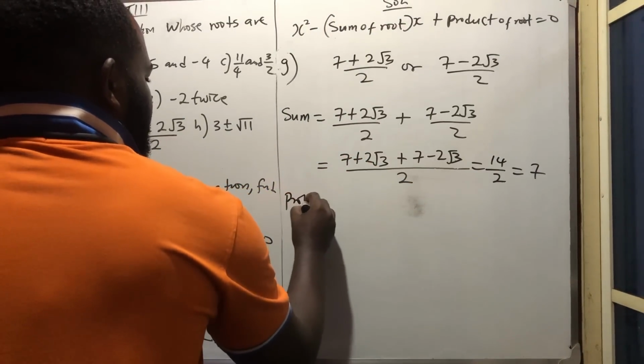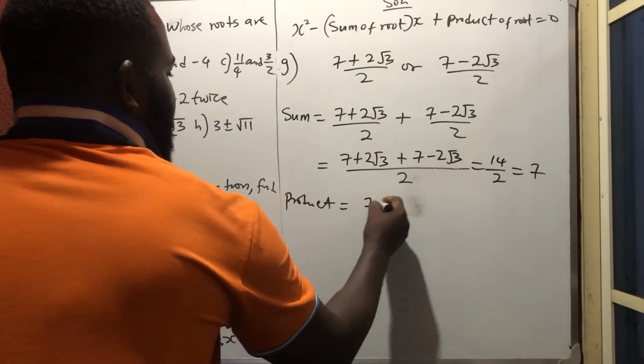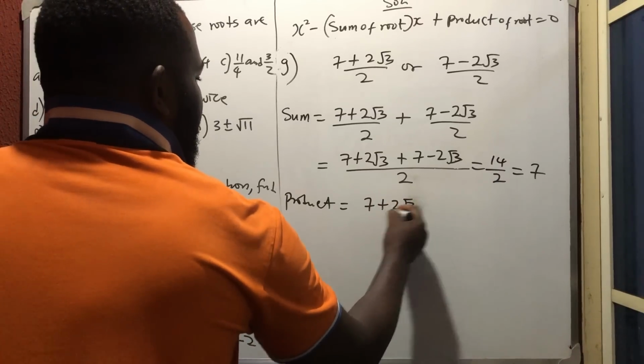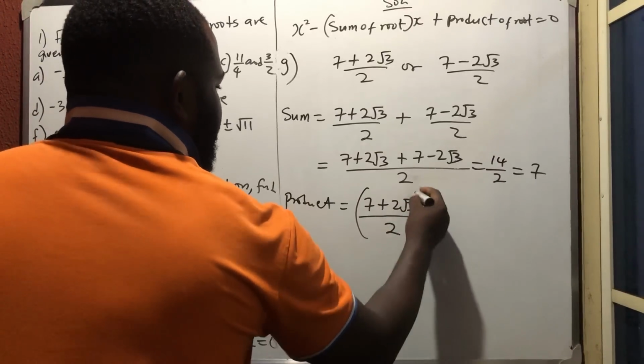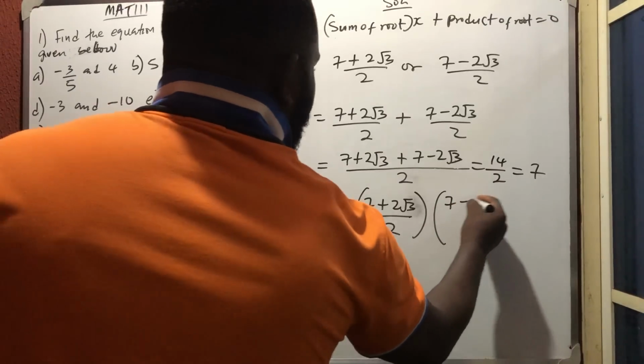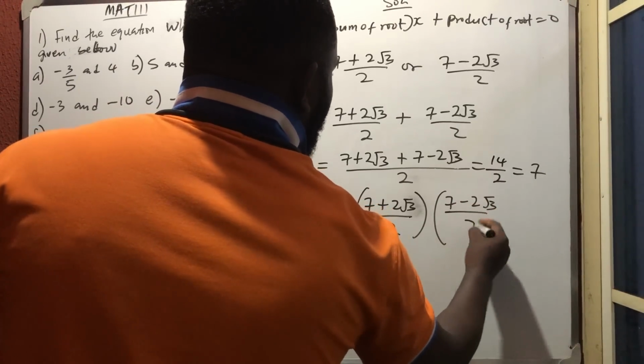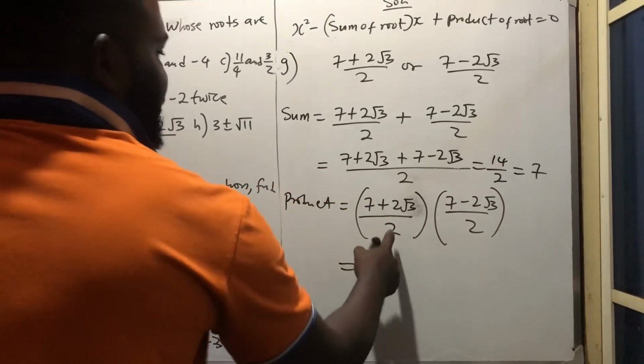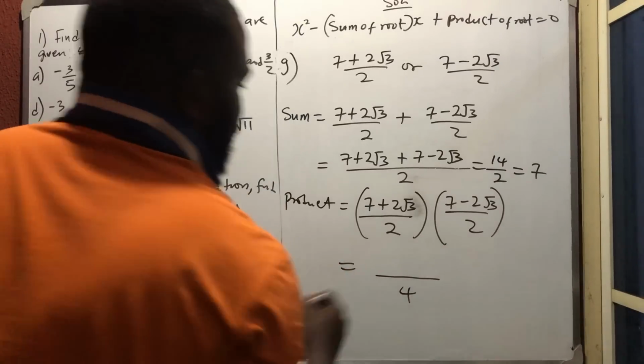Now what about the product? The product is simply 7 plus 2 root 3 all over 2 times 7 minus 2 root 3 all over 2. So what do you have? This time this will give me 4 in the denominator.